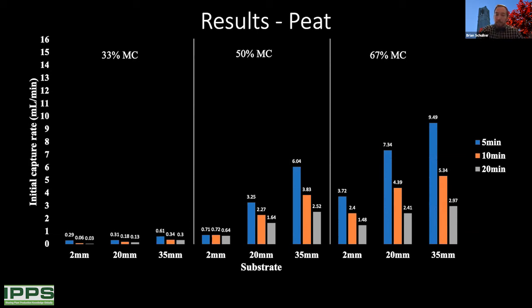Now, increasing the moisture content to 67% allows peat to capture nearly 30% more water than under lower conditions. While this is still, again, 4 milliliters per minute less than what coconut coir did in the same conditions, this exemplifies peat's true water capture abilities.